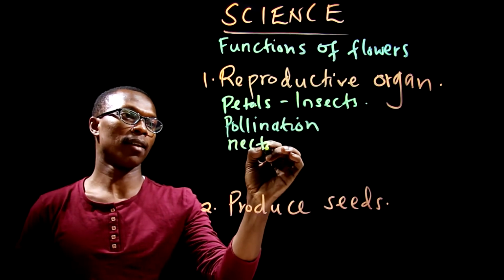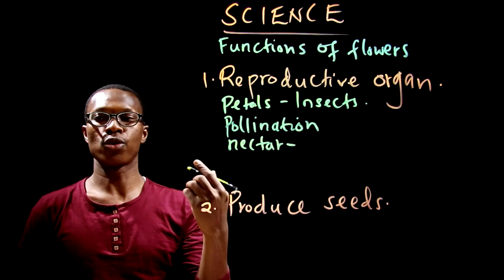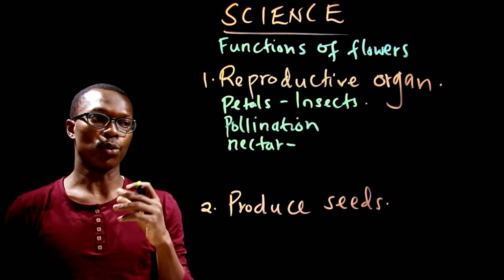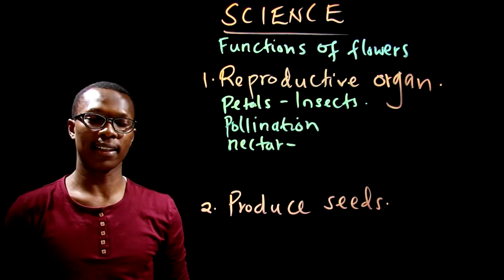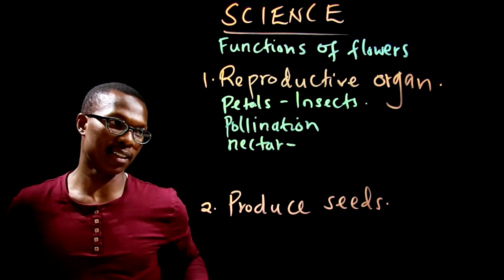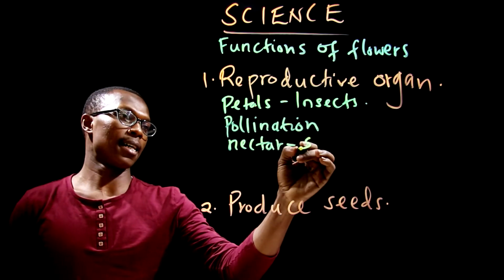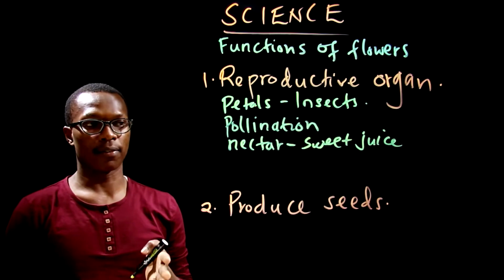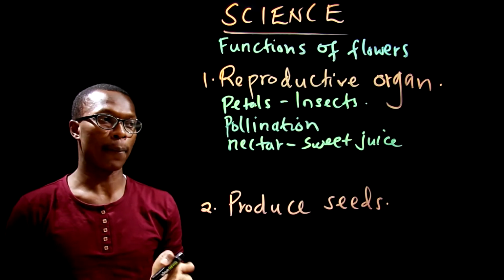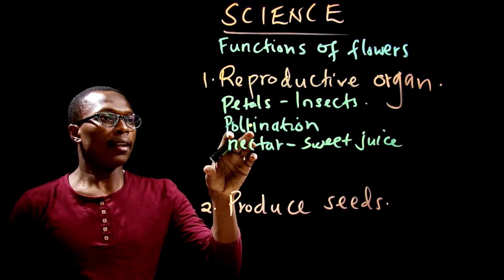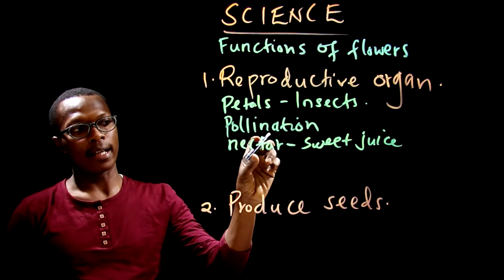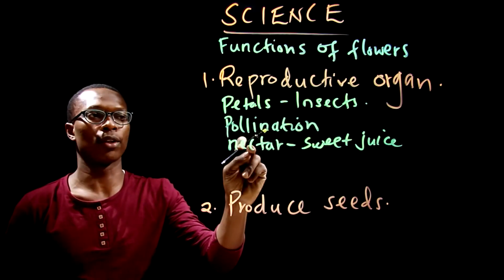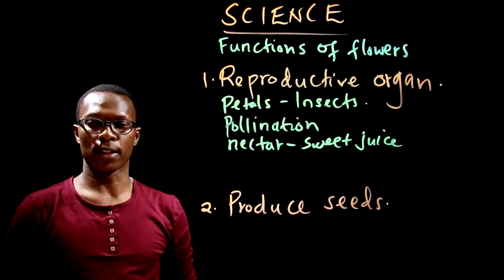So, in a flower, we have nectar. It's a sweet juice that the bees use when making their own honey, the sweet honey that we normally eat at home. Anyway, I'm just trying to explain how the insects get attracted to the flower, and this also helps in pollination, because without pollination we won't have reproduction.